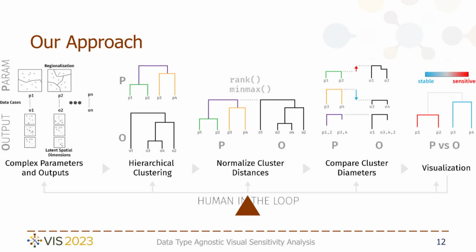Next, we make cluster diameters comparable by min-max normalization or ranking. After that, we can enumerate clusters in the parameter space and calculate the diameter difference compared to the output space, or the other way around. Sensitive parameter ranges are characterized by wider clusters in the output space, and stable ranges vice versa. We visualize the cluster diameter difference by color hue in a dendrogram, which we call a discrepancy dendrogram.